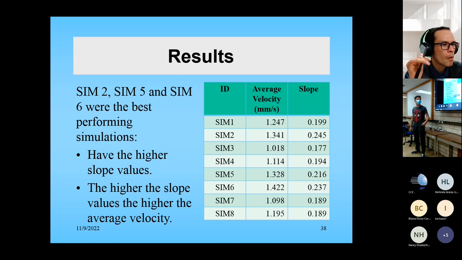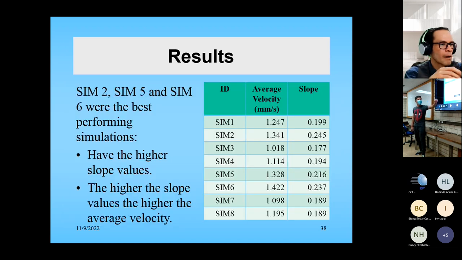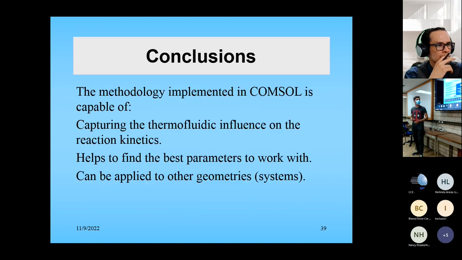And this table is a summary of the results of the simulations. A slope transformation of these concentrations was applied to all simulations, and the slope of the exponential curve, a linear curve after the transformation, is calculated. This slope indicates how fast the reactions are being performed. The greater the slope, the faster the reactions are.